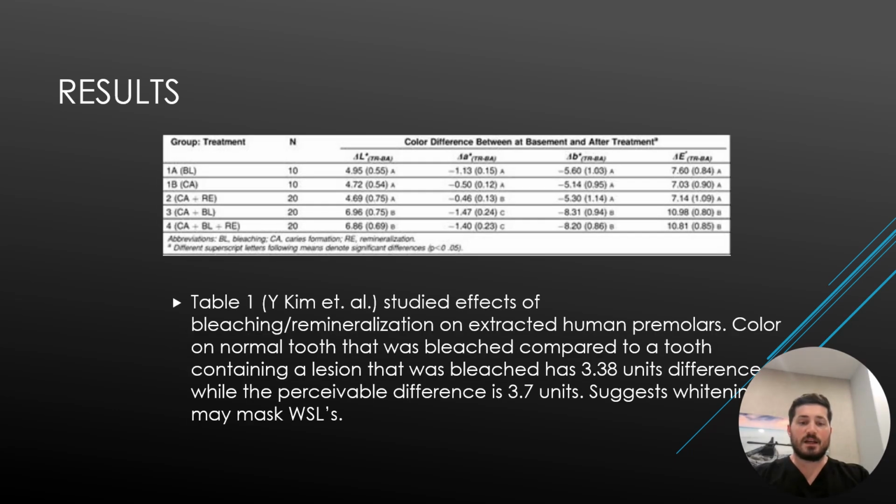And then another table by Y. Kim et al. studied the effects of bleaching/remineralization on extracted human premolars, and the color on normal tooth that was bleached compared to a tooth containing a lesion that was bleached have a difference of 3.38 color units. And the general consensus is that the perceivable difference to the eye is 3.7. So it suggests whitening may mask white spot lesions, as that kind of perceivable difference between the lesion and normal tooth will be relatively comparable.